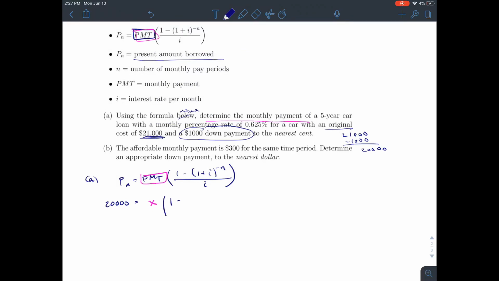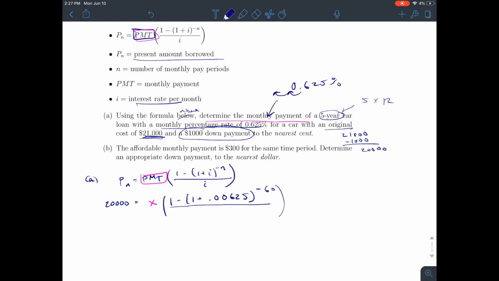Here we've got 1 minus, 1 plus, what is I? I is the interest rate per month. They gave us that. The monthly percentage rate was 0.625%. But just like normal, when you're given a percent, you have to convert it to a decimal before you plug it in. So that will be 0.00625 to the negative number of monthly pay periods. So since it's 5 years, the number of monthly pay periods will be 5 years times 12 months per year. That'll be negative 60 in the exponent here. And it's all divided by I again.